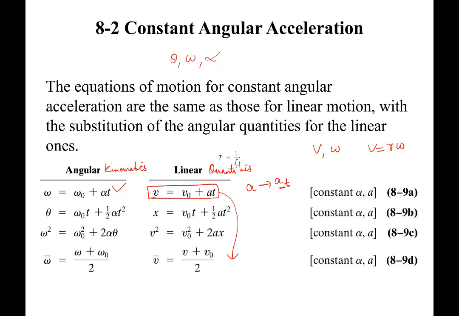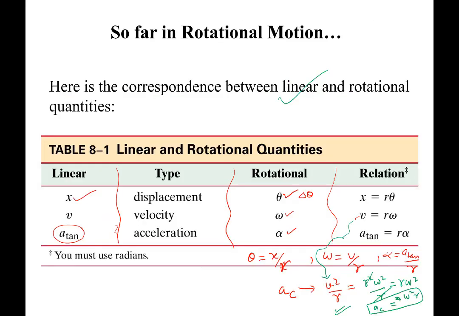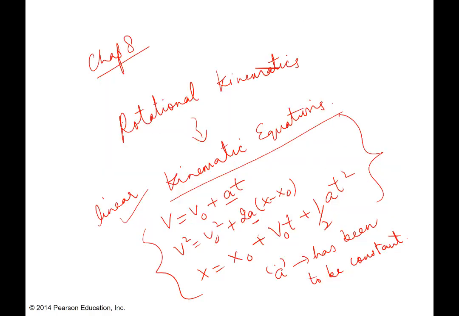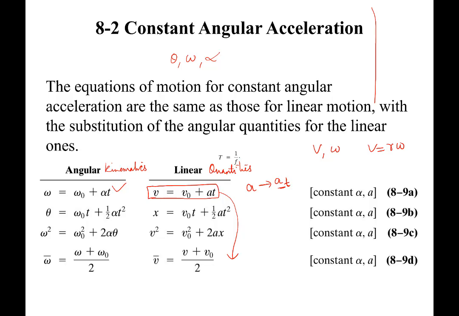Remember, we had three equations. If we go back one slide, we have v equivalent to r omega, x equivalent to r theta, and a tangential equivalent to r alpha. So we have these equations where linear and rotational quantities are related to each other. I'll show you the conversion by substituting the rotational quantities into this equation.